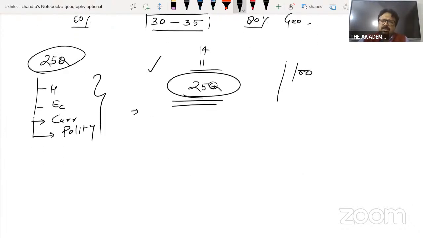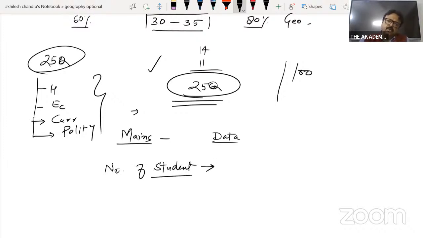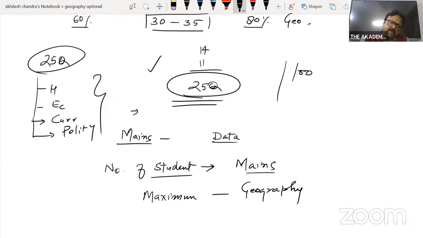Okay, fine. If you see the mains students every year, if you see the data, you will find that the number of students who are qualifying prelims or who are attempting their mains maximum is in geography. So geography students are the largest chunk of mains attempts.